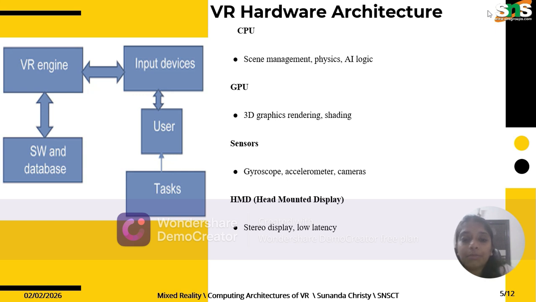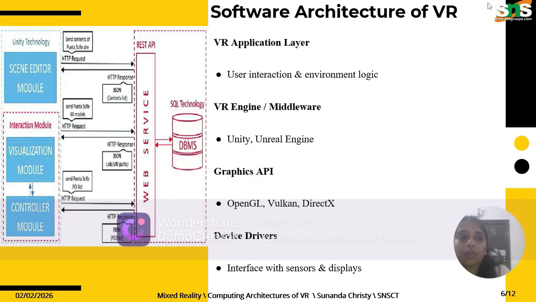When we have a head mounted display, definitely it should have a stereo display, because the display should be clear enough, and also the audio that we are hearing should be stereo with low latency, which is more important. So first we were looking into the hardware architecture. Now we are going to the software architecture.